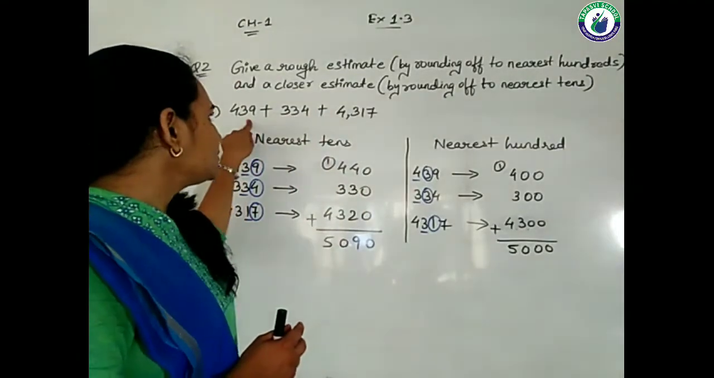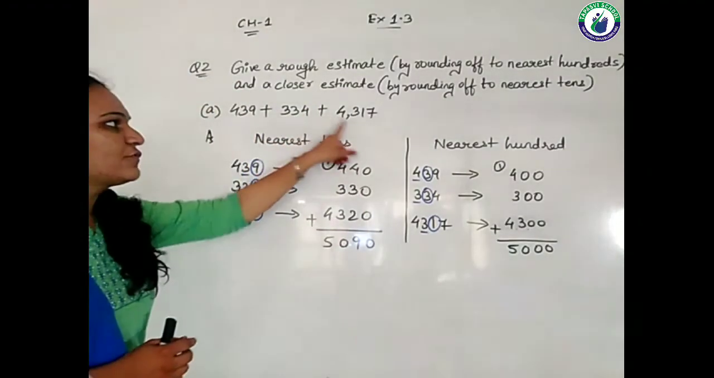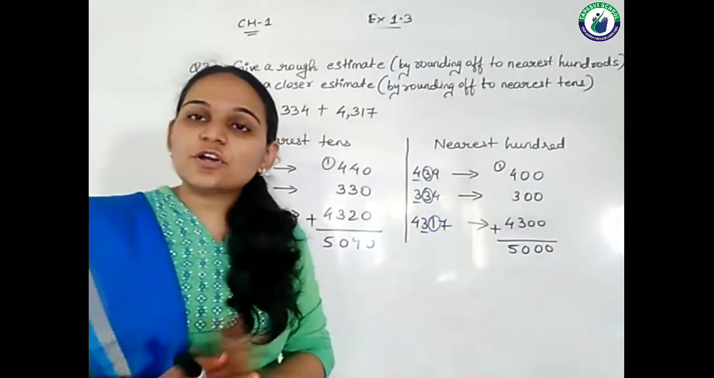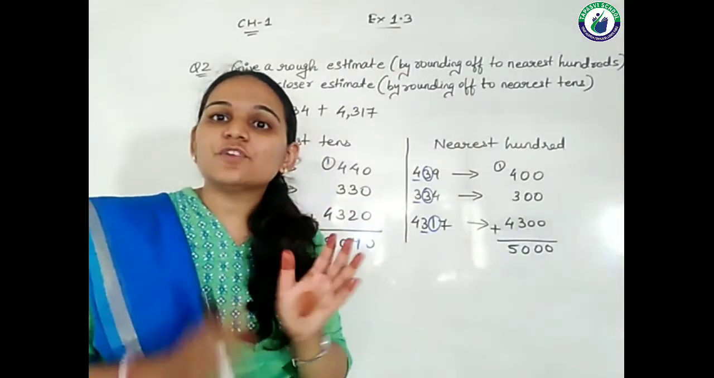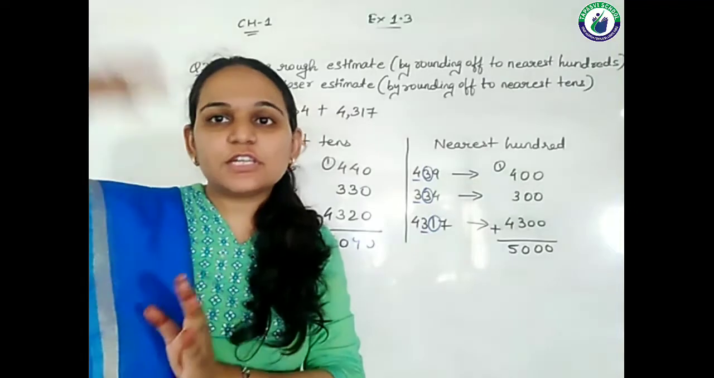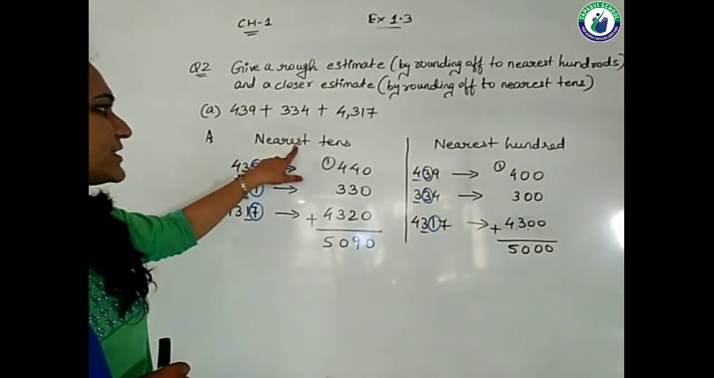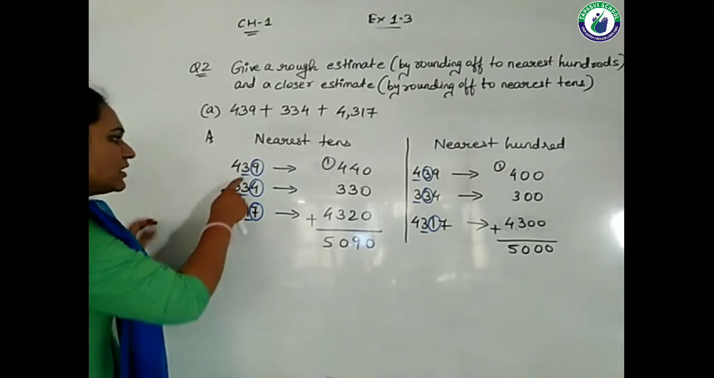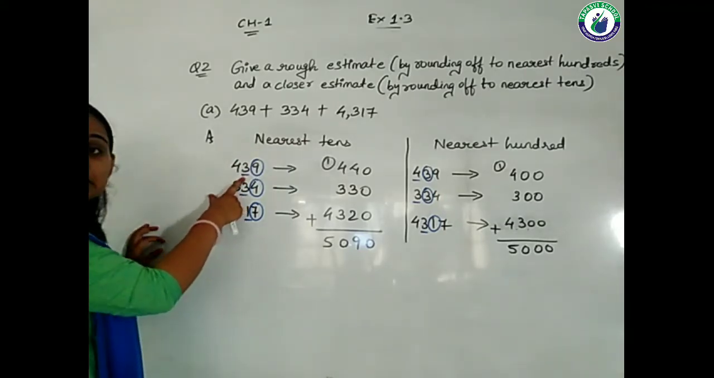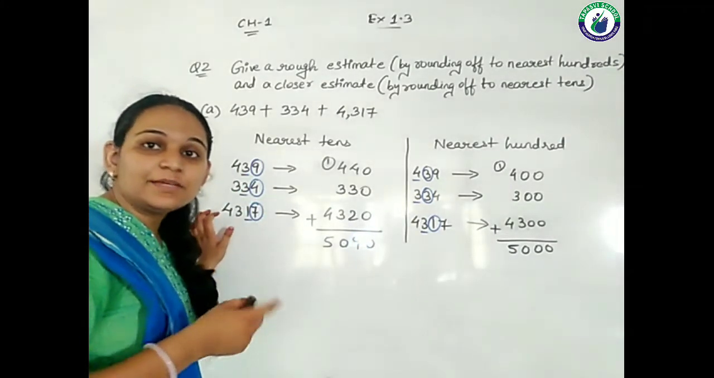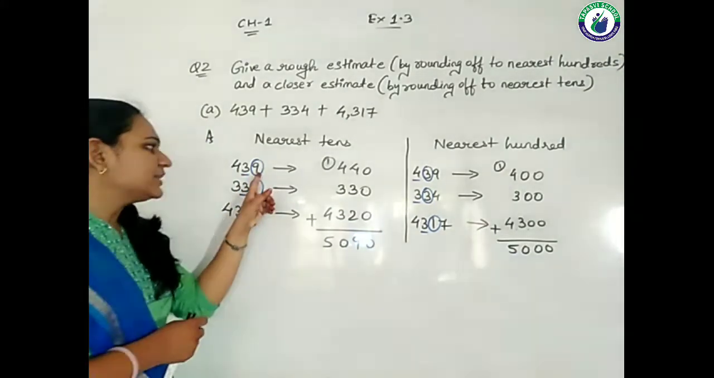First question is 439 plus 334 plus 4317. The total 3 numbers are there. Now we need to round all the 3 numbers first to the nearest tens and then to the nearest hundreds. So 439, if I round to the nearest tens, now the digit which is going to be rounded, that is 3. The tens place digit is 3, and the digit which is going to help, that means the right side digit, that means it is 9.